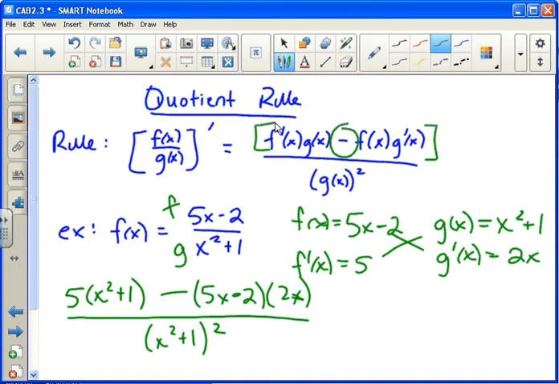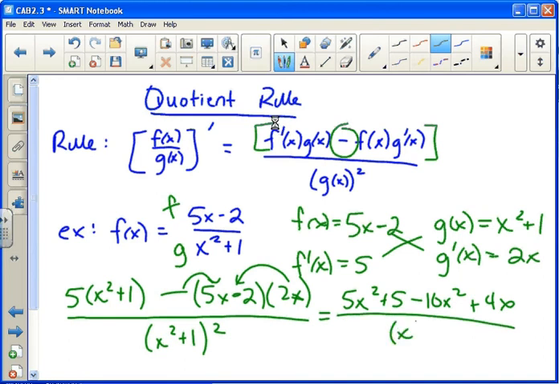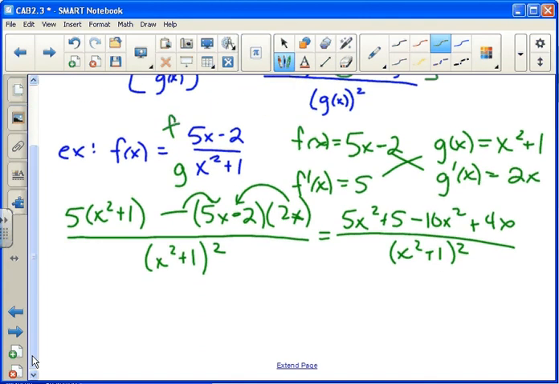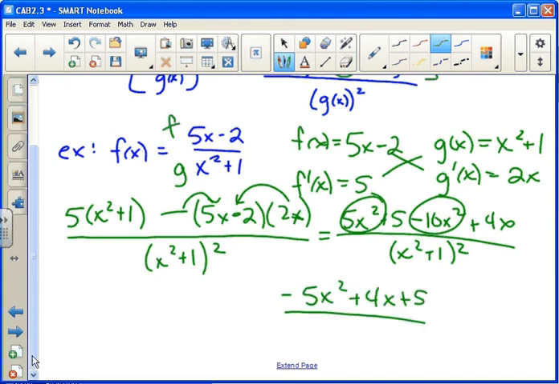So I'll distribute the 5 first, 5x squared plus 5. And then I'm going to go ahead and distribute this 2x in and this negative at the same time. So I'll get negative 10x squared plus 4x. And that'll be all over x squared plus 1 squared. So my final answer, if I just combine my two like terms here, will be negative 5x squared plus 4x plus 5 all over x squared plus 1 squared.